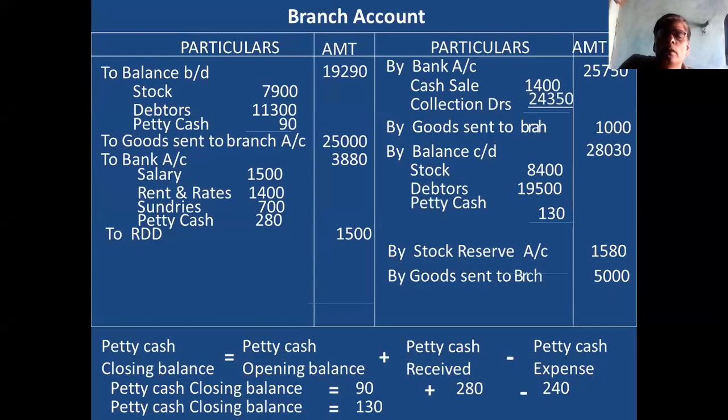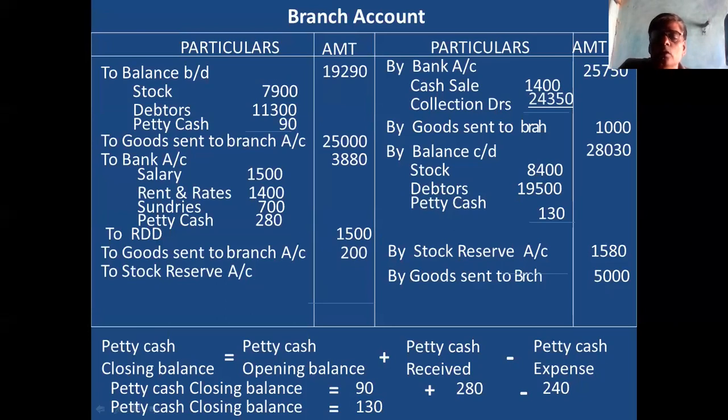Then on the debit side, the first item is to goods sent to branch, which means the loading on return to head office. The amount is 1,000. 1,000 into 1 by 5 is equal to 200. Second is the loading on closing stock, which is called stock reserve. To stock reserve, 8,400 into 1 by 5 is 1,680.